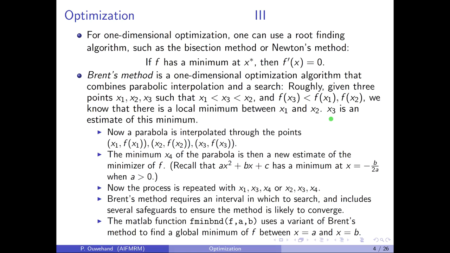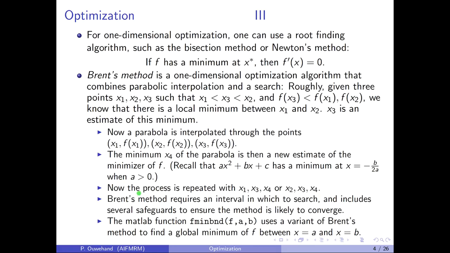Nevertheless, we can do better by interpolating a parabola through the 3 points, x1, x2, and x3. And then the minimum of that parabola is going to be a new estimate of the minimizer of f. Recall that if a parabola is given by ax squared plus bx plus c, then the minimum is at x equals minus b over 2a, provided of course that a is greater than 0.